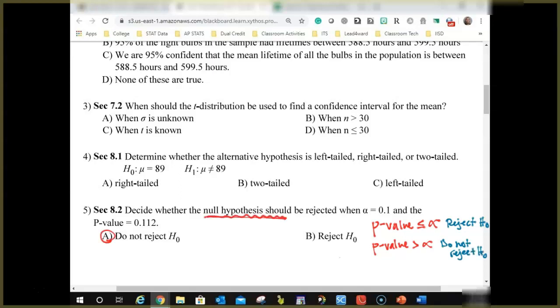In this case, the alpha value, this is greater than this, right? This is 10% and this is 11.2%. So 11.2% likeliness of something happening is greater than a 10% likeliness of something happening. So we would not reject the null hypothesis in this case.